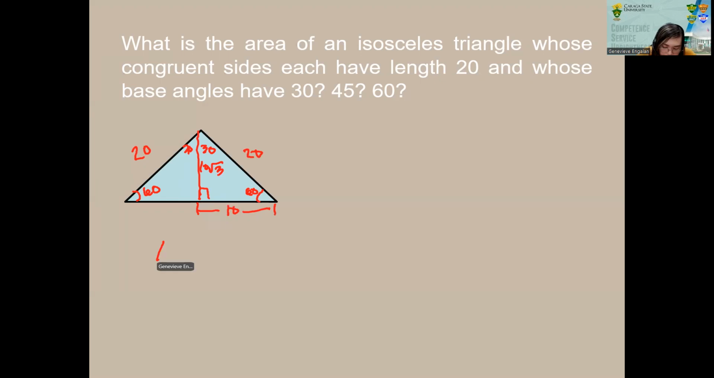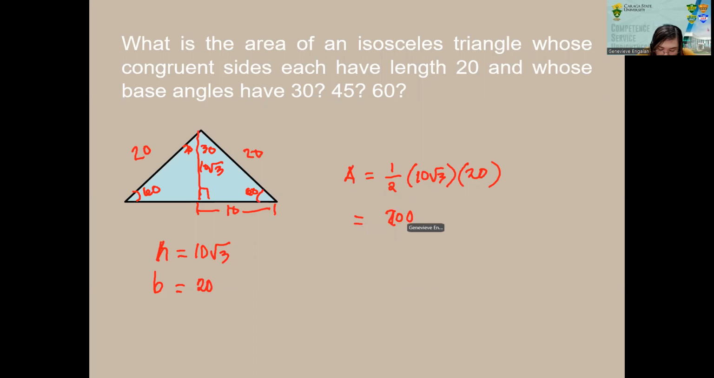So let us solve it. Our height is 10 square root of 3. Our base will be 20. So the area will be 1/2 base times height. So 1/2 times 20 times 10 square root of 3, you have 200 square root of 3 over 2. So that is 100 square root of 3. That is the answer, the expected answer.